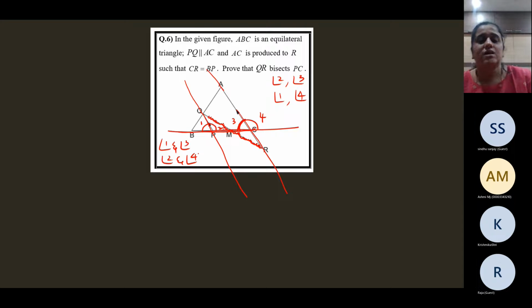Yes, ma'am. Now, what is the measure of angle 3? 60 degrees, ma'am, because it is an equilateral triangle. Then what is the measure of angle 1? 60 degrees, ma'am. That's what I was telling. This is exactly what I'm saying.